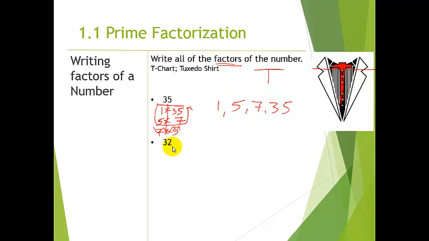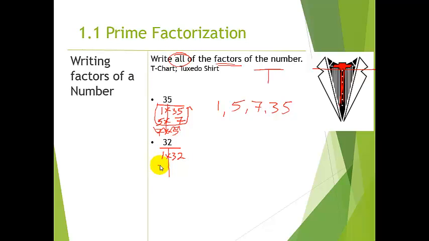Alright, let's make a T-chart of our tuxedo shirt. Fancy tuxedo shirt for our factors. Again, always write down your freebie. 1 times 32. You're like, boom, I'm done. But it's not all the factors. Okay, you need all the factors.